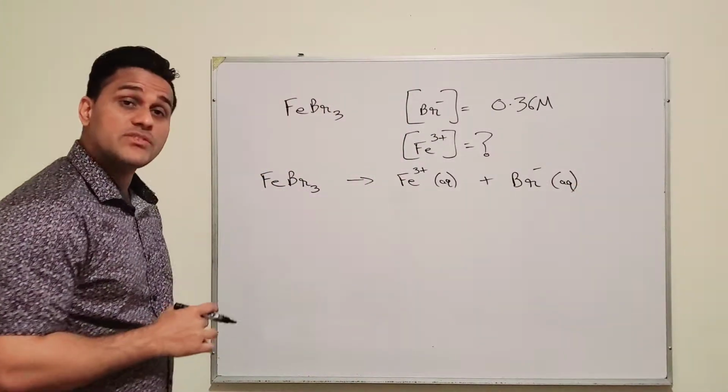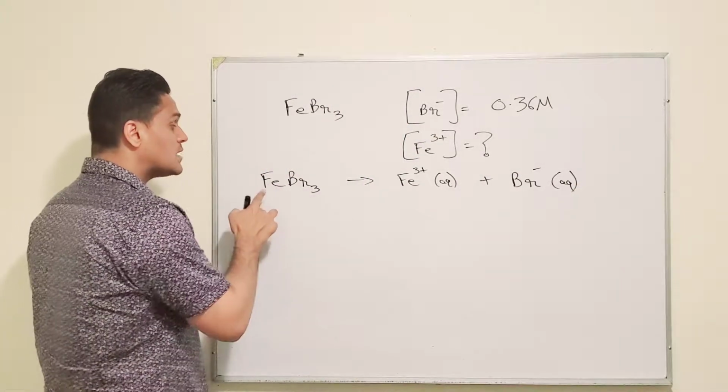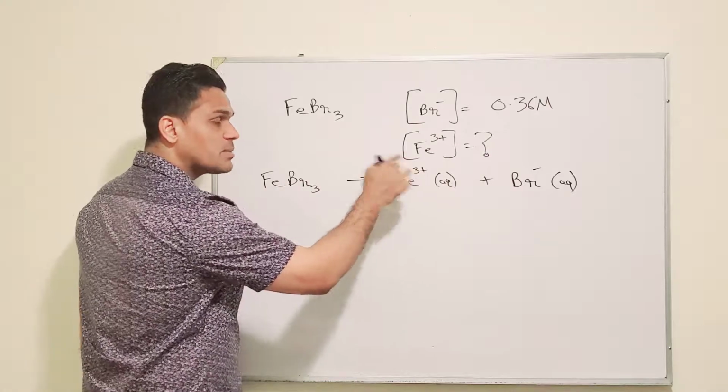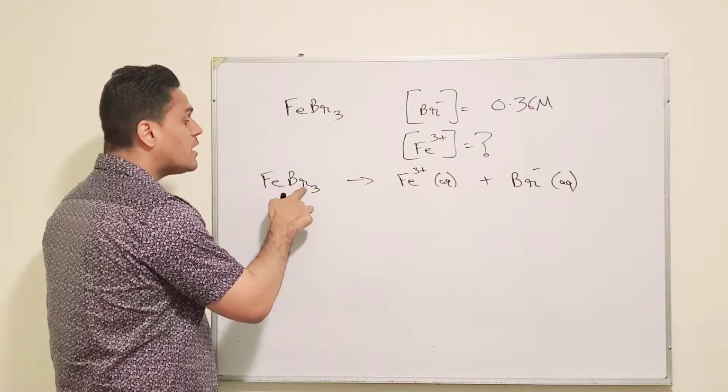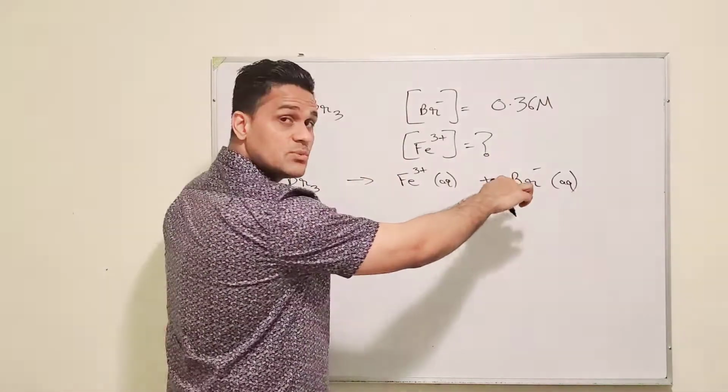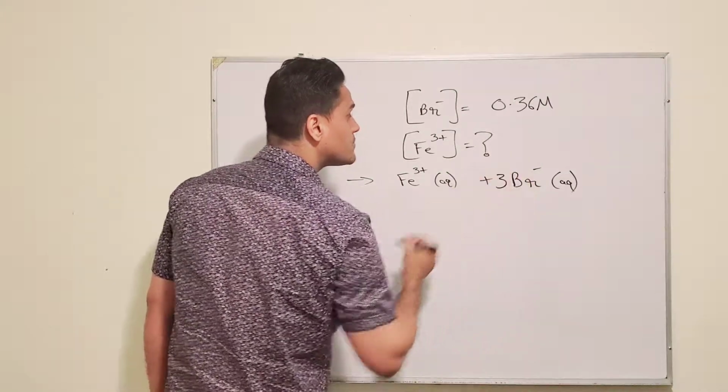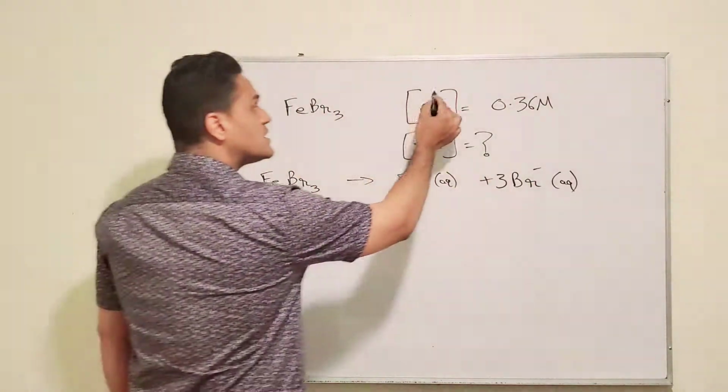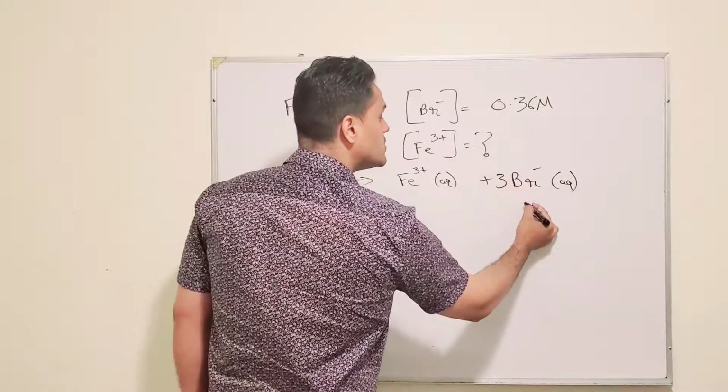Now anytime you write this equation, make sure you balance this. I have one Fe, one Fe3 plus, so we're good for that. For Br, I have 3 of them, but over there I only see 1, so we need to put 3 over there. Now we do know that the concentration of Br minus is 0.36.